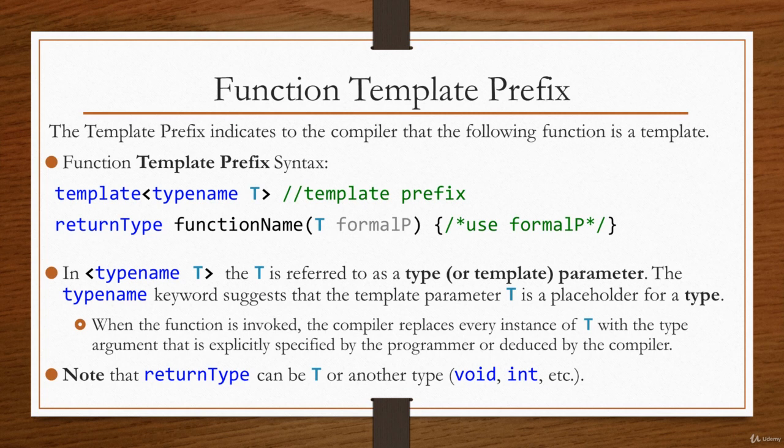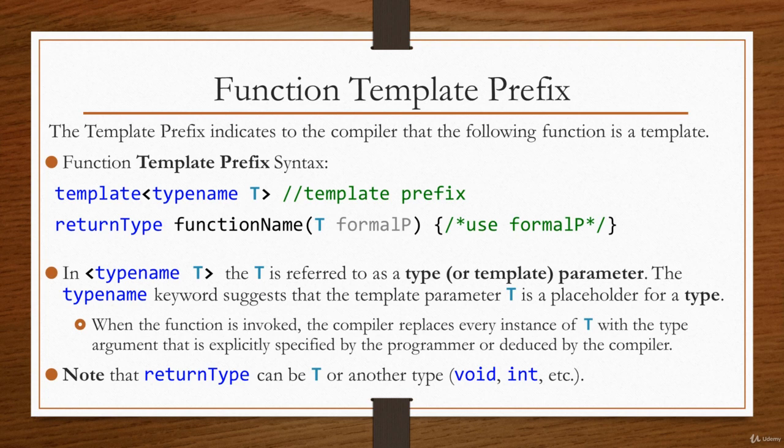And then following this template prefix, we move on to the function prototypes. We have the return type, which again can be void or int or whatever you need, followed by the function name. Then of course you have your formal parameters. Your formal parameters can use the type parameter. I would like to note that you can use class instead of typename here in the template prefix. I'll show you a few examples in a later slide.